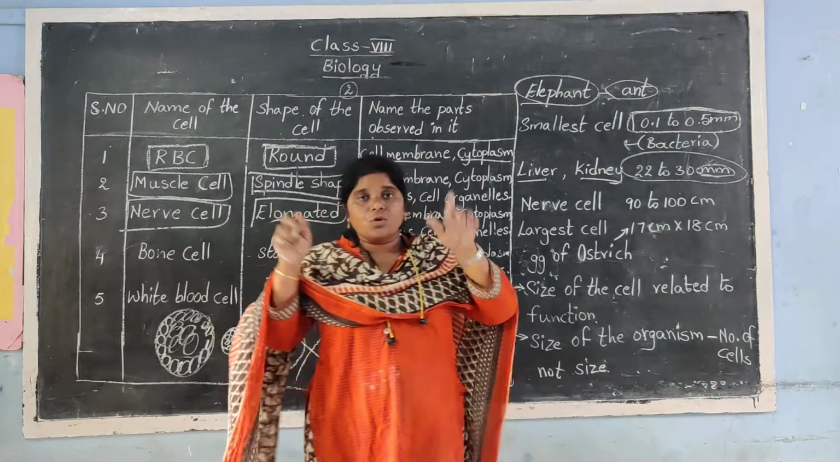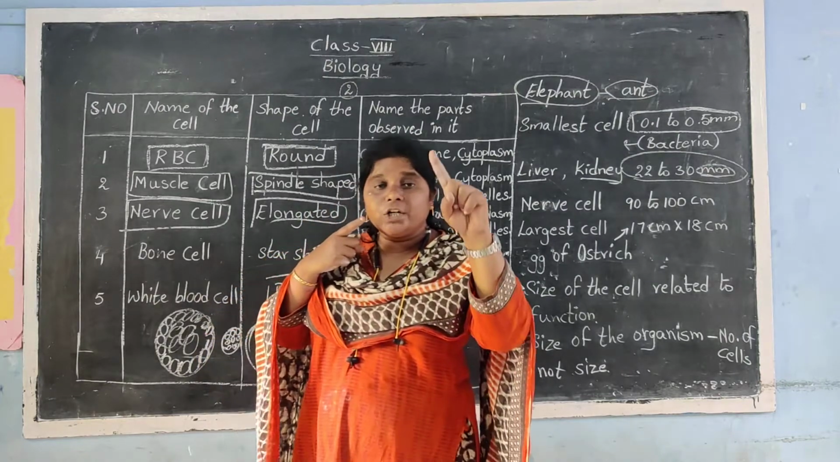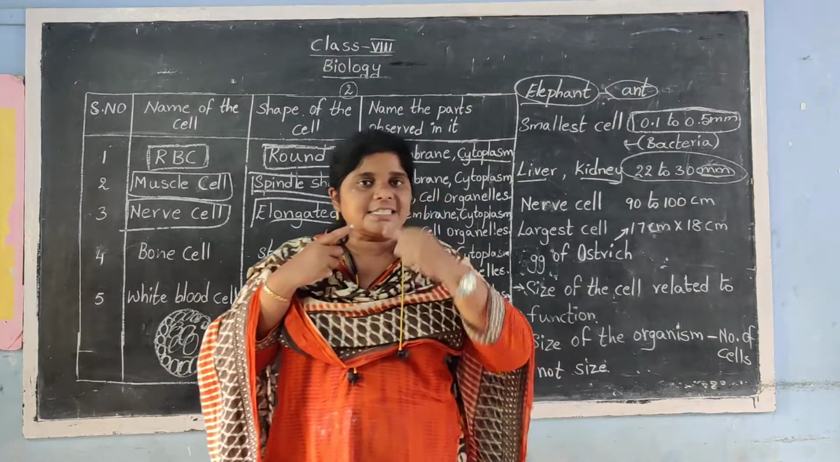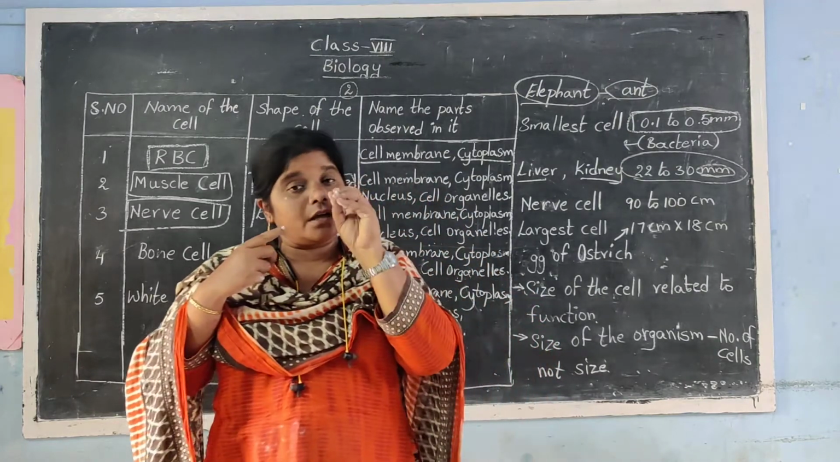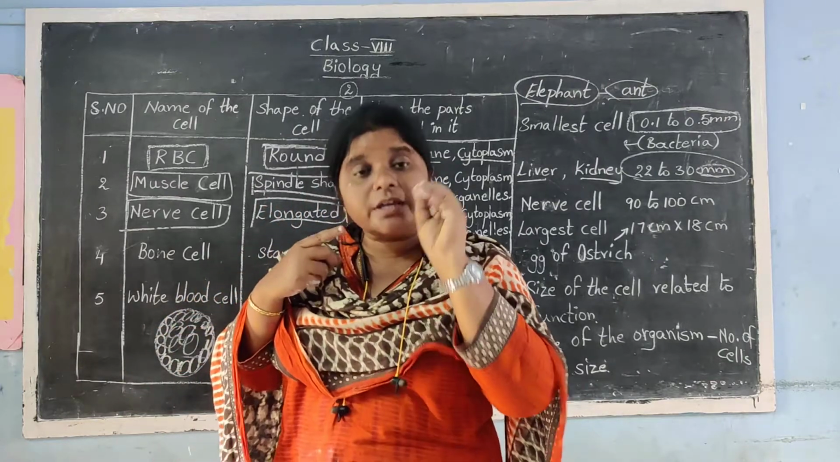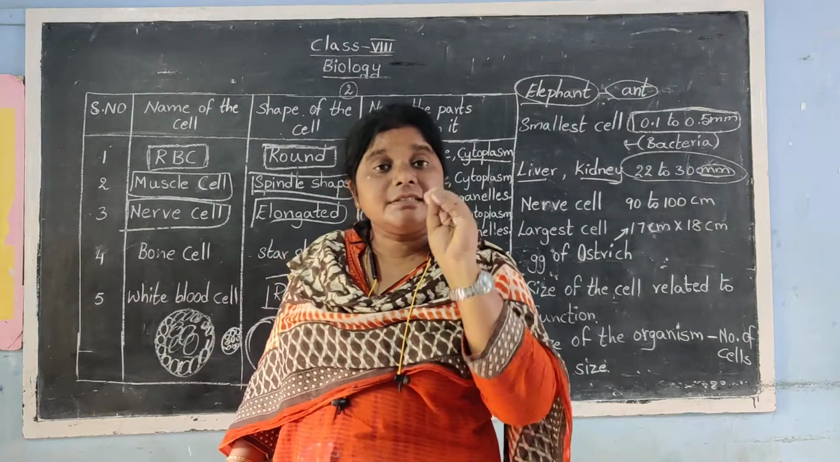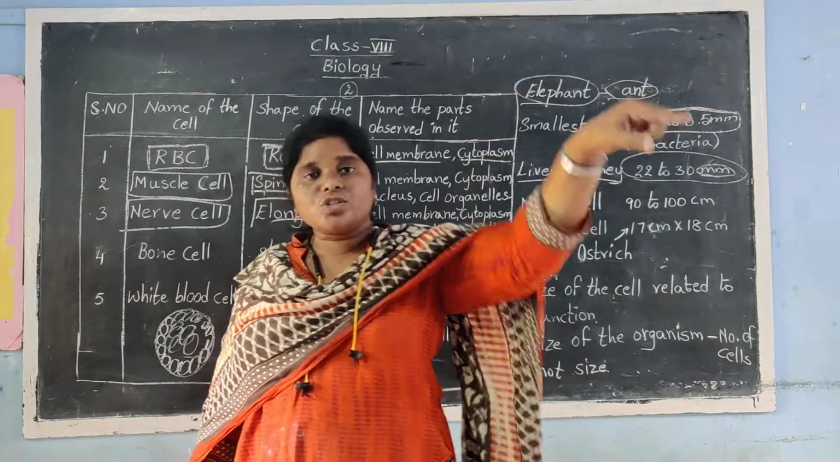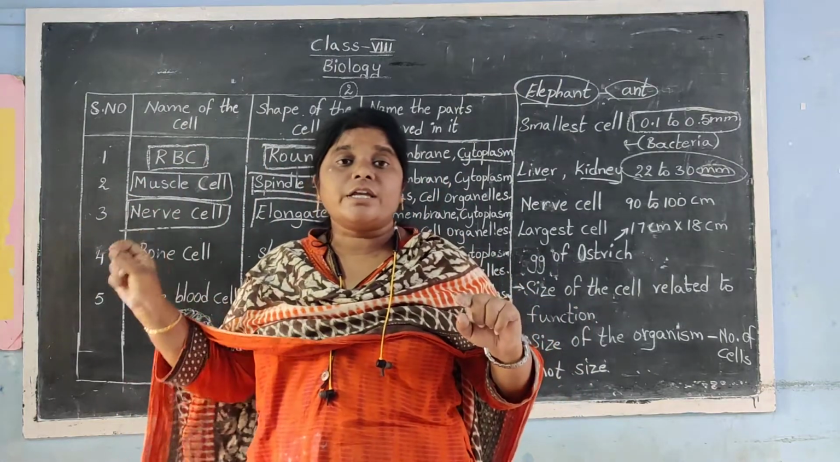Once again, let's recall what we have done. Who discovered the cell? Robert Hooke, in the year 1665. And who discovered the nucleus in the cell? Robert Brown, in the year 1831. The experimental material taken by Robert Hooke is the oak tree. The experimental material taken by Robert Brown is the orchid leaf.